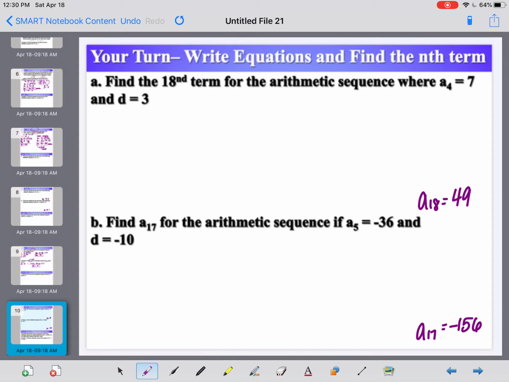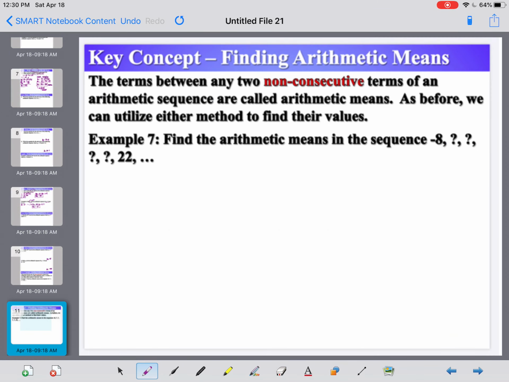Okay, 2 examples for you to try, so pause your video, check back here for your final answers.